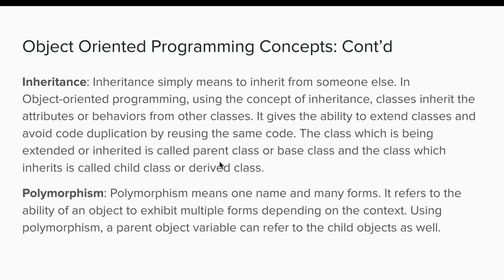Considering an example of a shape class. Now, a shape can have multiple child elements like a rectangle shape, circle shape, a triangle, an ellipse, etc. So we can create a shape variable and can refer to any of the shape objects using polymorphism.